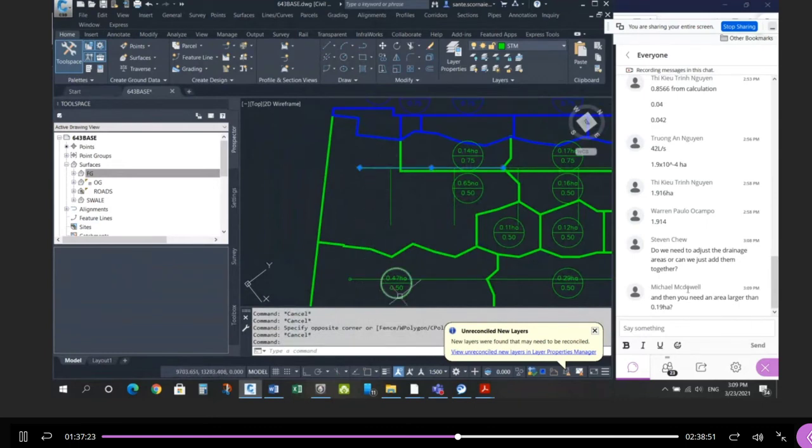And then you need an area larger than 0.19. Michael, I'm not sure what you mean by that. No, you don't need an area that's 0.19. That 0.19 is a separate exercise. Now I know that because these two areas were both less than 0.19, I don't need to demonstrate the expected flow in these two pipes. I know that those pipes, 250 at 0.5%, are going to be fine.